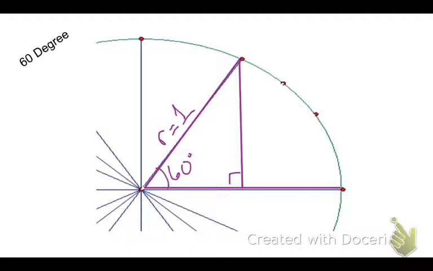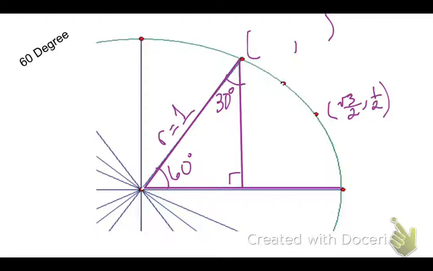Since the angle closest to the origin is 60 degrees, the angle closest to the coordinate is now 30 degrees. So before, when we talked about the 30-degree angle, this angle down here was square root of 3 over 2, comma, 1/2.